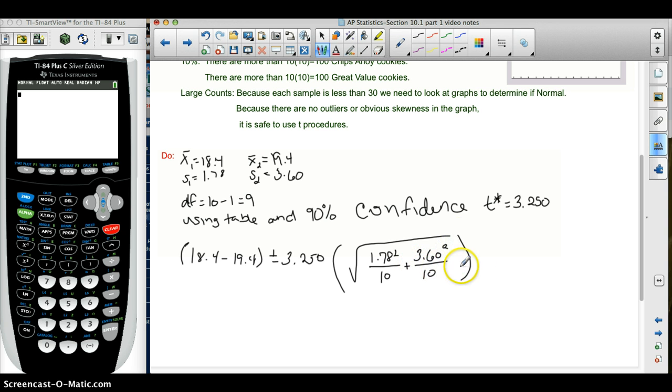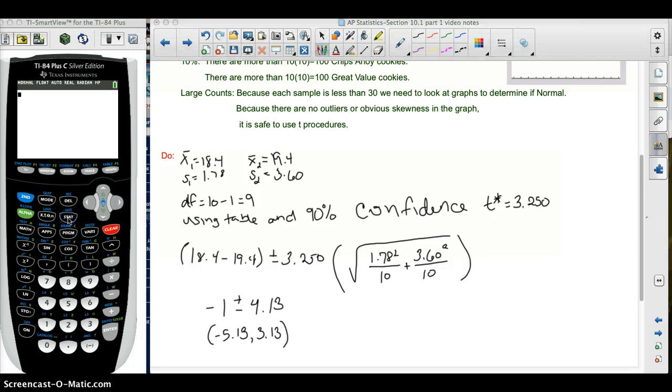Okay, you go and you plug that into your calculator. You end up getting here -1 plus or minus 4.13, which gives you your interval of -5.13 and 3.13. Okay, so here you have what your interval is if we were doing it out by hand. If you go over and use your calculator instead, it's actually a lot easier for you.